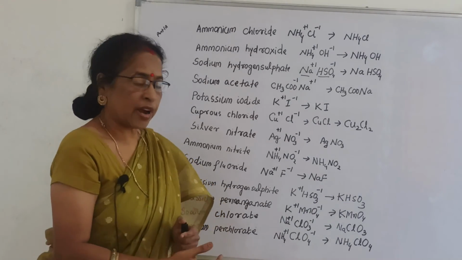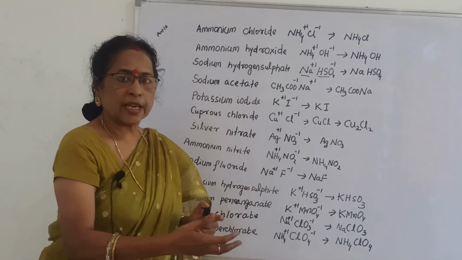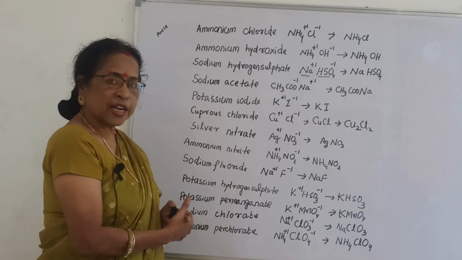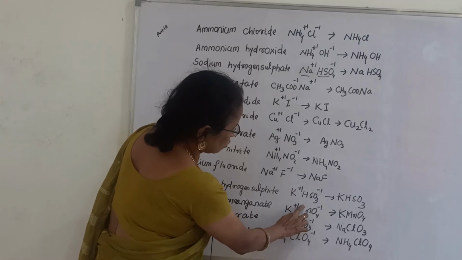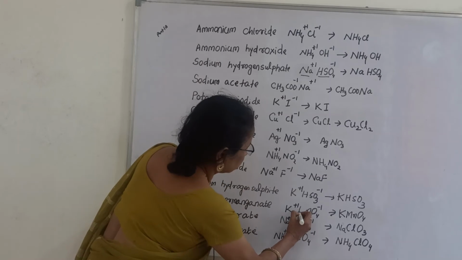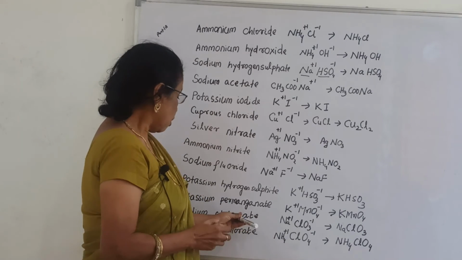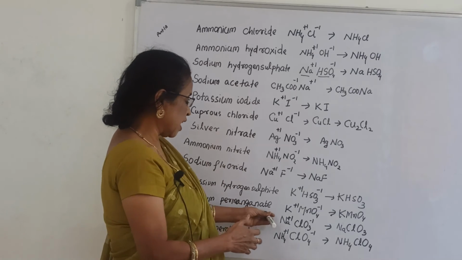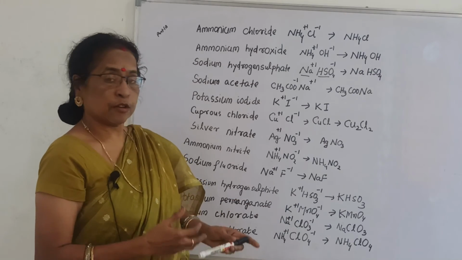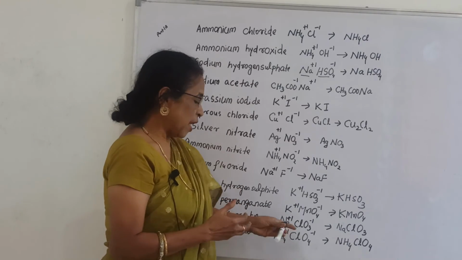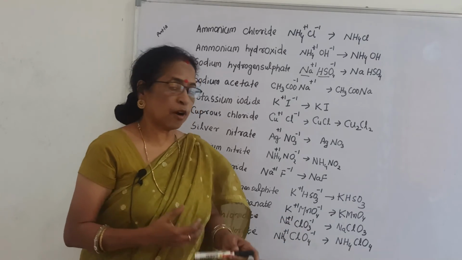Potassium hydrogen sulfite, that is also called bisulfite, HSO3 minus 1. So what is the formula? KHSO3. Potassium permanganate, very important, MnO4. M should be in capital, should be written in big form like this. MnO4 minus 1, KMnO4. Chlorate, ClO3 minus 1, and Na plus 1 sodium. So NaClO3, sodium chlorate. Ammonium perchlorate, ammonium you know, NH4 plus 1, ClO4 minus 1, that is why the formula is NH4ClO4.